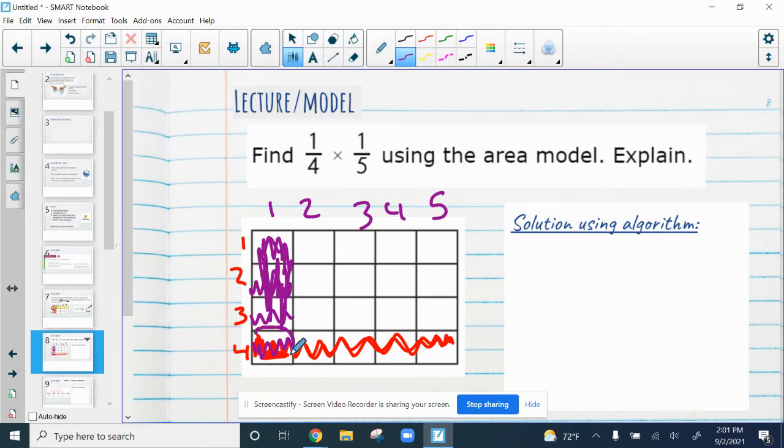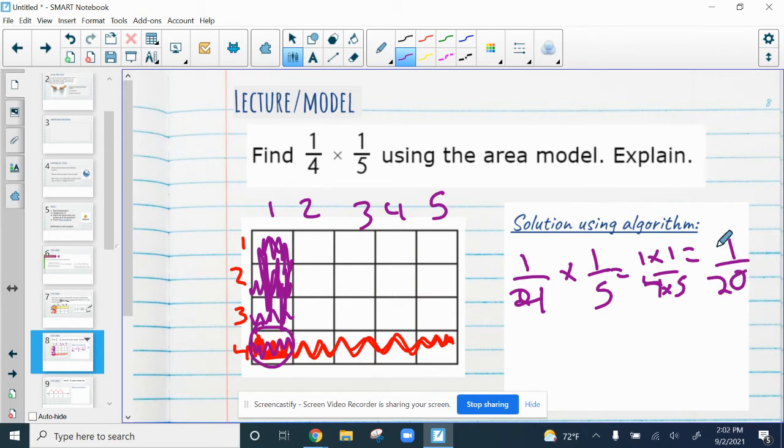So now this square here is showing me 1/4 of the 1/5, or vice versa. I have a fourth shaded, and then this is 1/5 of it. There are 20 pieces total, so this would be 1/20th. Let's see what that looks like using the algorithm. 1/4 times 1/5. Tops, 1 times 1 would be 1. Bottoms, 4 times 5 would be 20. So 1/4 times 1/5 would be 1/20th. All right, let's keep moving.